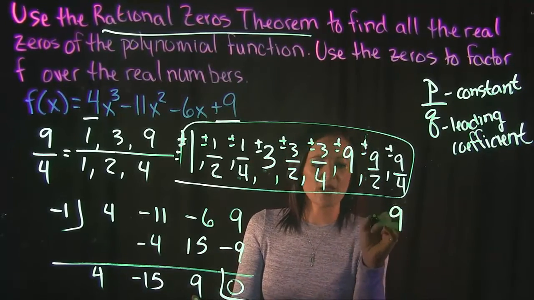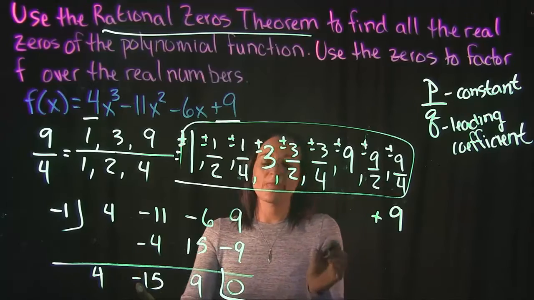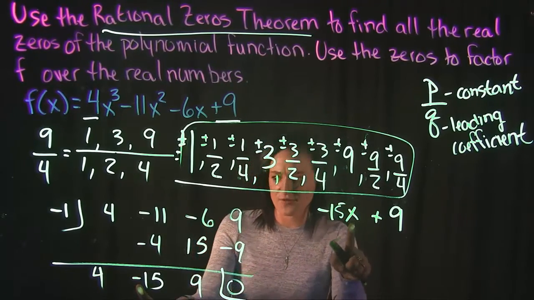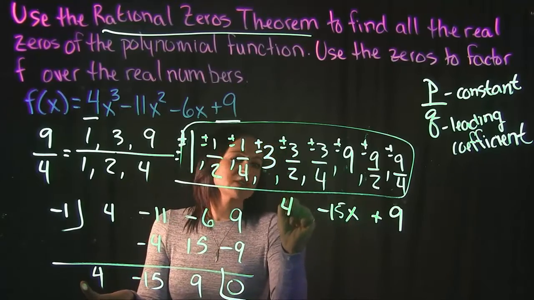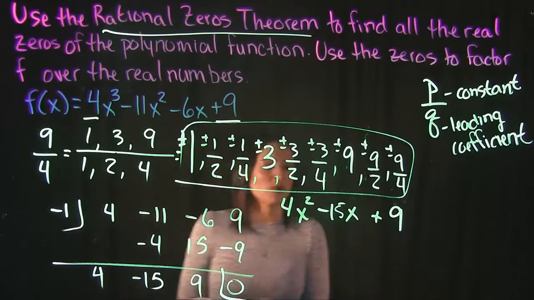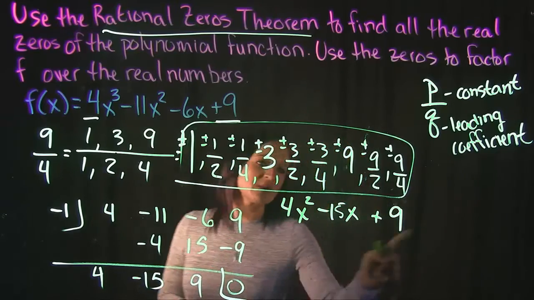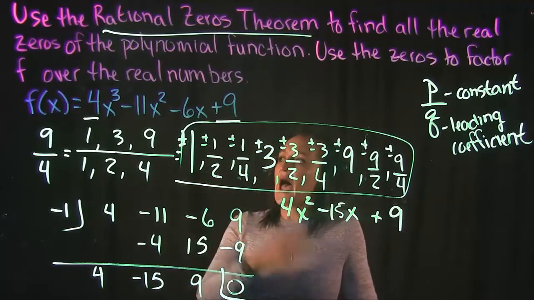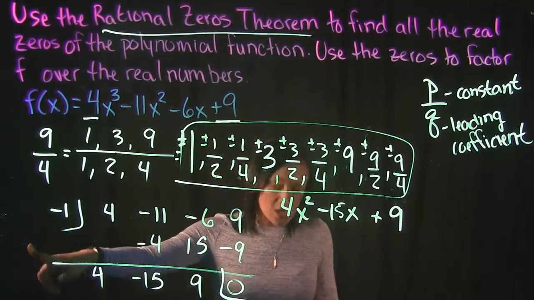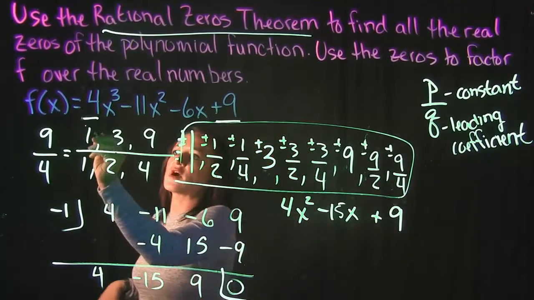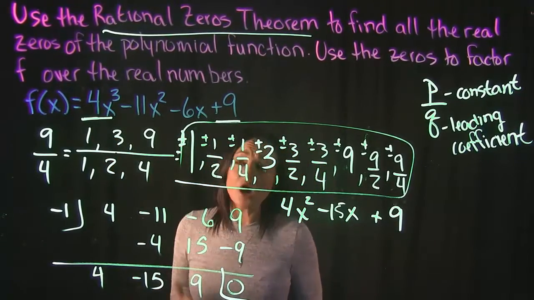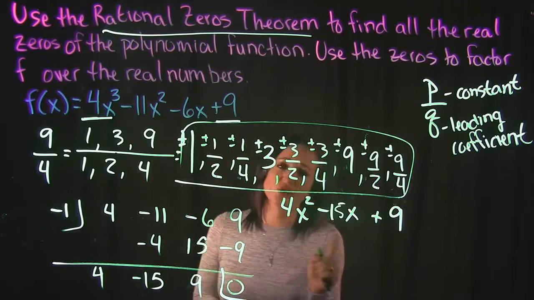So 9 is my constant, and it's a positive 9. This negative 15 represents the coefficient of my x to the first power term. And this positive 4 represents the coefficient to my x to the second power term. And this is my remaining polynomial after we have removed our factor of the negative 1. All right, so it allows us to go from an x to the third power function to an x squared function, which is going to help us because it drops it by 1 degree.